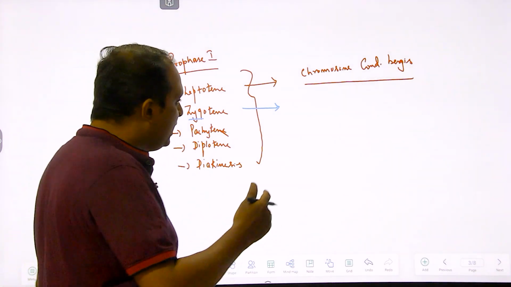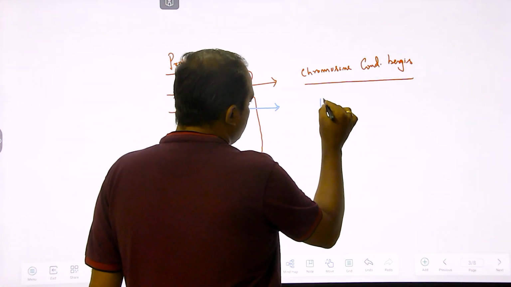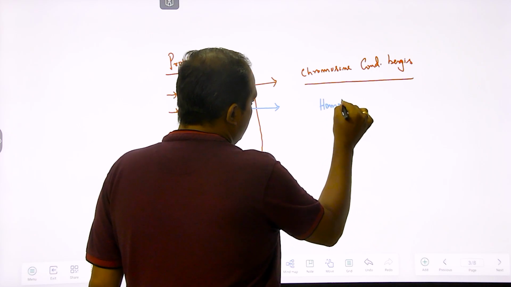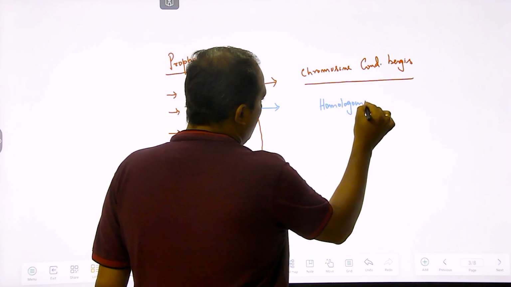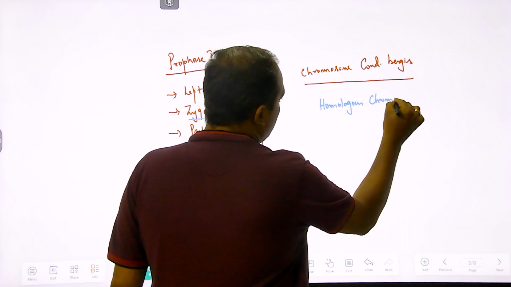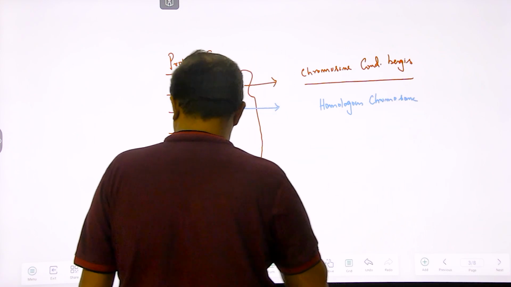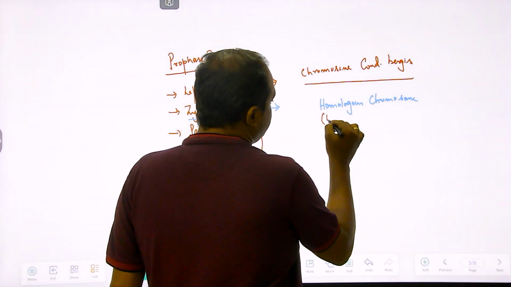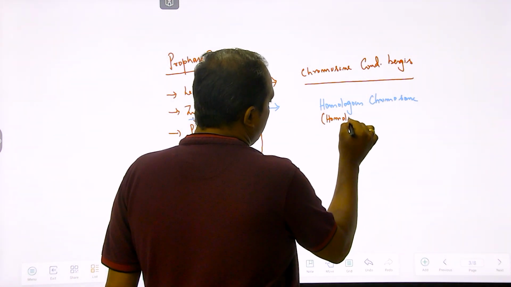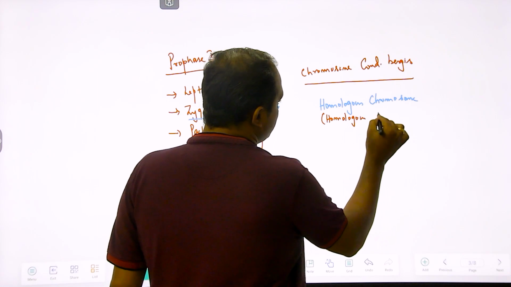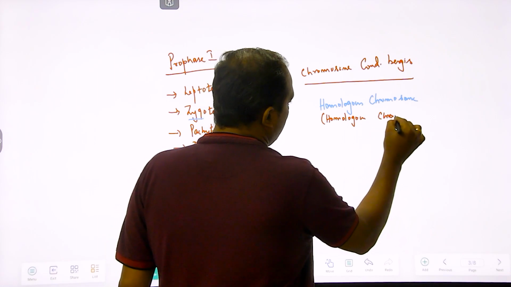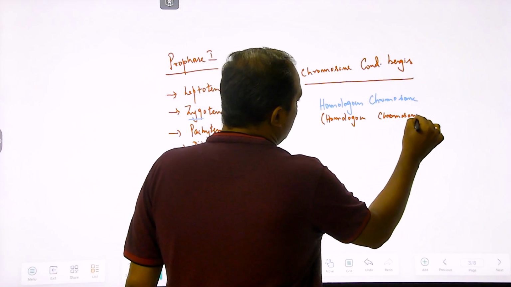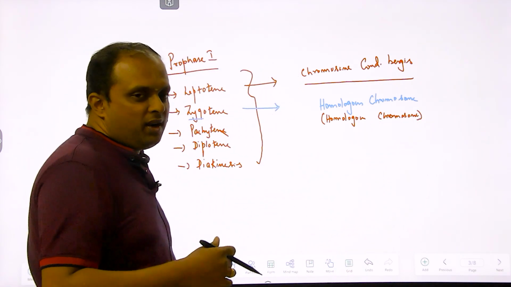So what is that? The homologous chromosome, right? Homologous chromosome is going to combine. So if this is not visible, I will make it in the homologous chromosome is going to unite, combine. That is what is called as zygotene here.